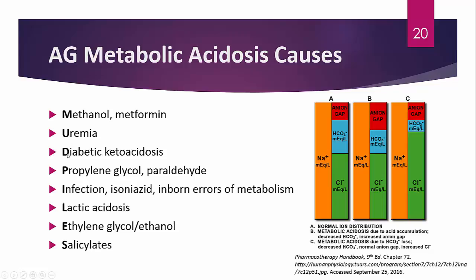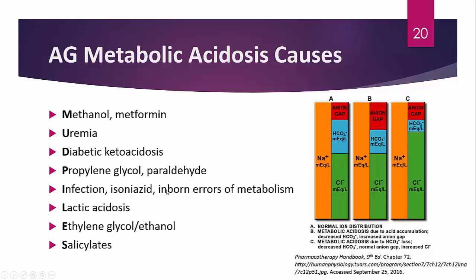For diabetic ketoacidosis, the toxin here is essentially ketones that gather up in the body as a result of hyperglycemic states. Propylene glycol and paraldehyde are also commonly seen. Propylene glycol is a solvent that's found in many different IV solutions, such as Ativan or lorazepam drips that you may see used for sedation. And paraldehyde is another name for acetaminophen.